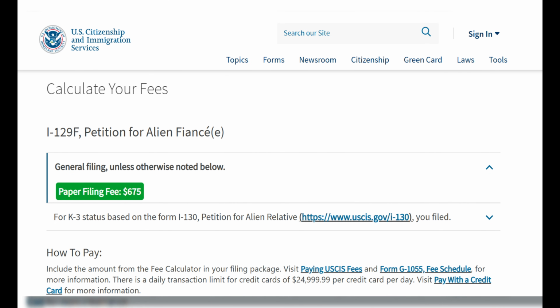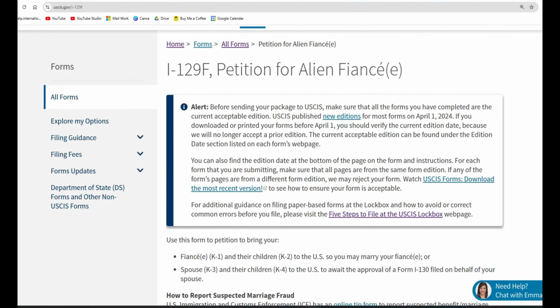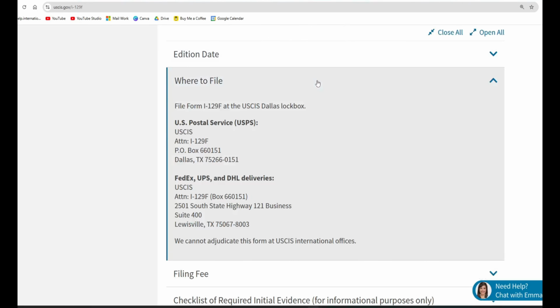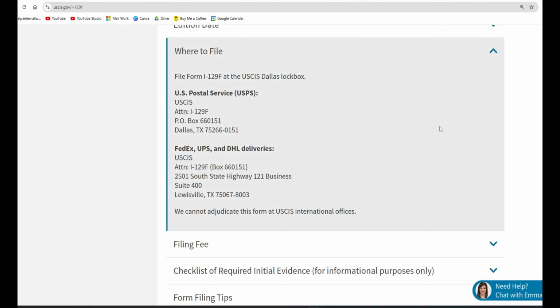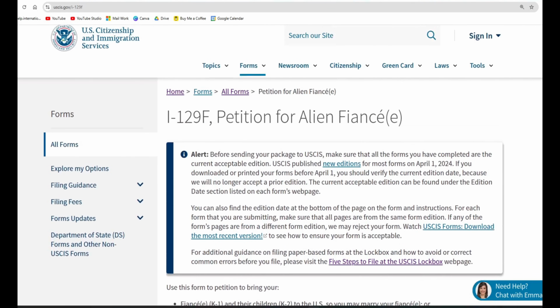Finally, double check the filing fee for this petition on the USCIS fee schedule page. And if you're wondering where to send this petition, you can check it right on their page in the Where to File drop-down menu. It will tell you exactly where to send it if you're using a regular mail or if you're using one of these express mail services. Unfortunately, at this time, this petition can only be filed by mail.